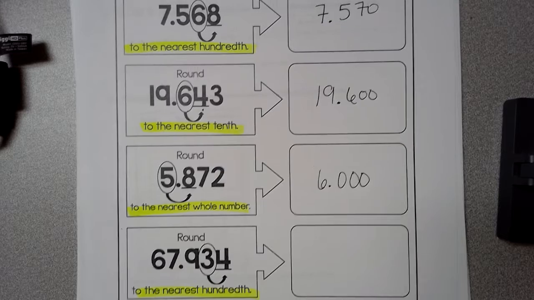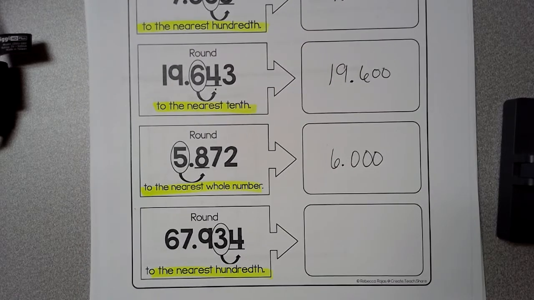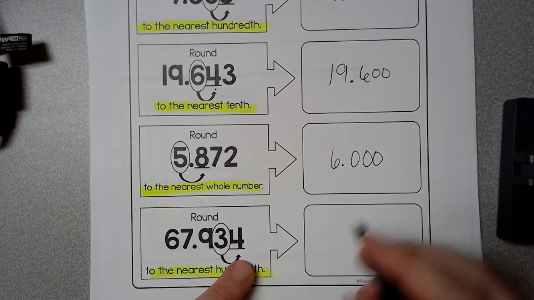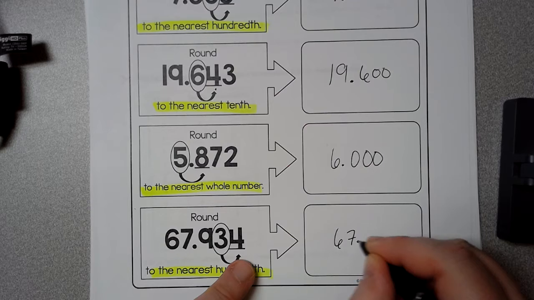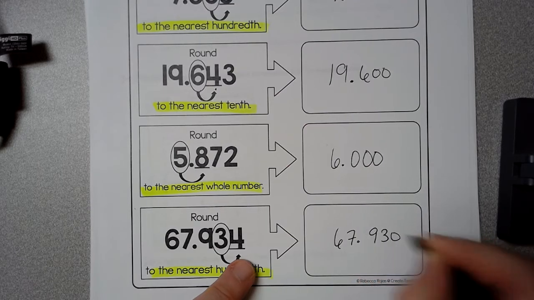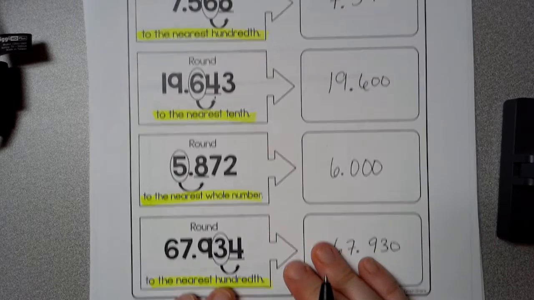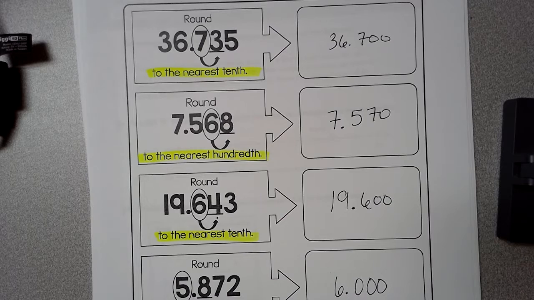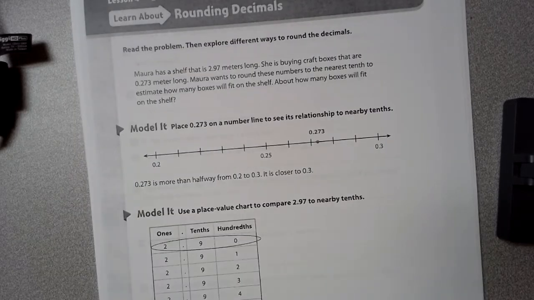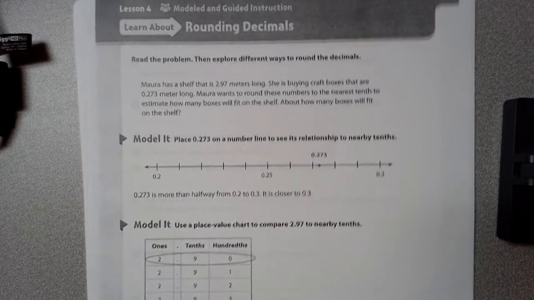All right, the last one is to the nearest hundredths. We have 67 and 934 thousandths. Okay, our 3 is in the hundredths place. The 4 is beside it in the thousandths place. 4 is less than 5, so the 3 stays the same. 67 and 930 thousandths. Okay, that was a real quick, easy review before we get to today's lesson.